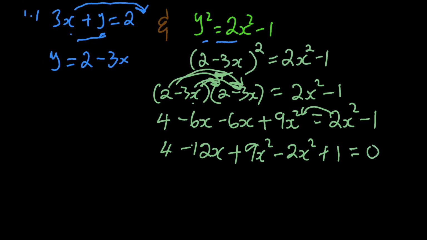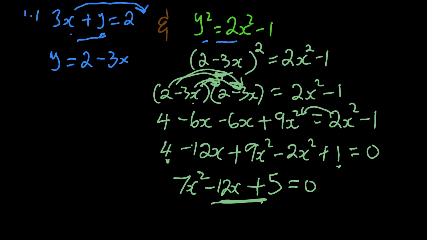Now 4 plus 1 will give you 5, a positive 5. Then 9x squared minus 2x squared, how much will that give you? 7x squared, minus 12x. So this is what you have here. Now you have this equation.